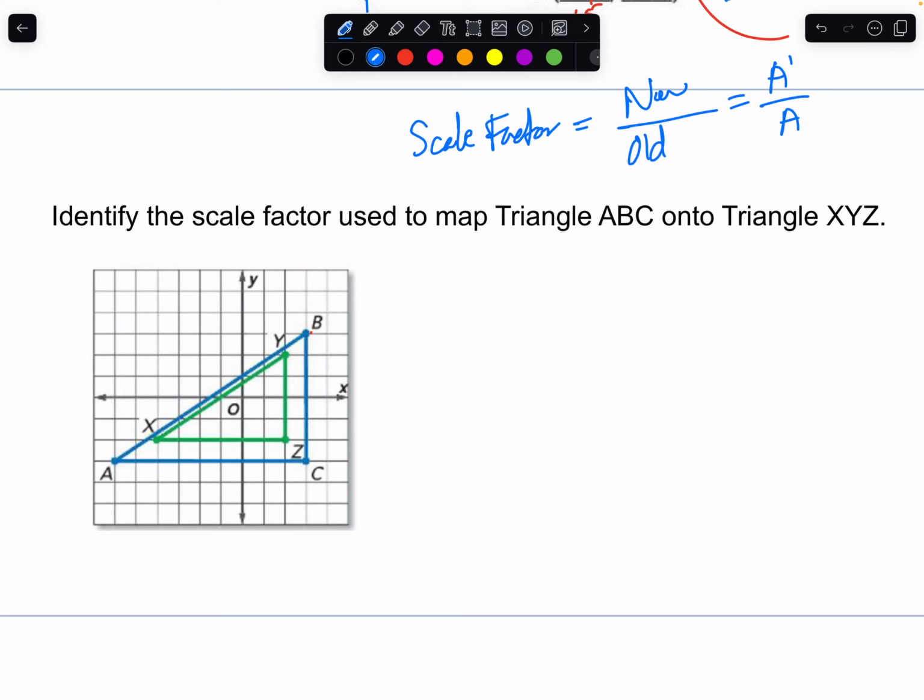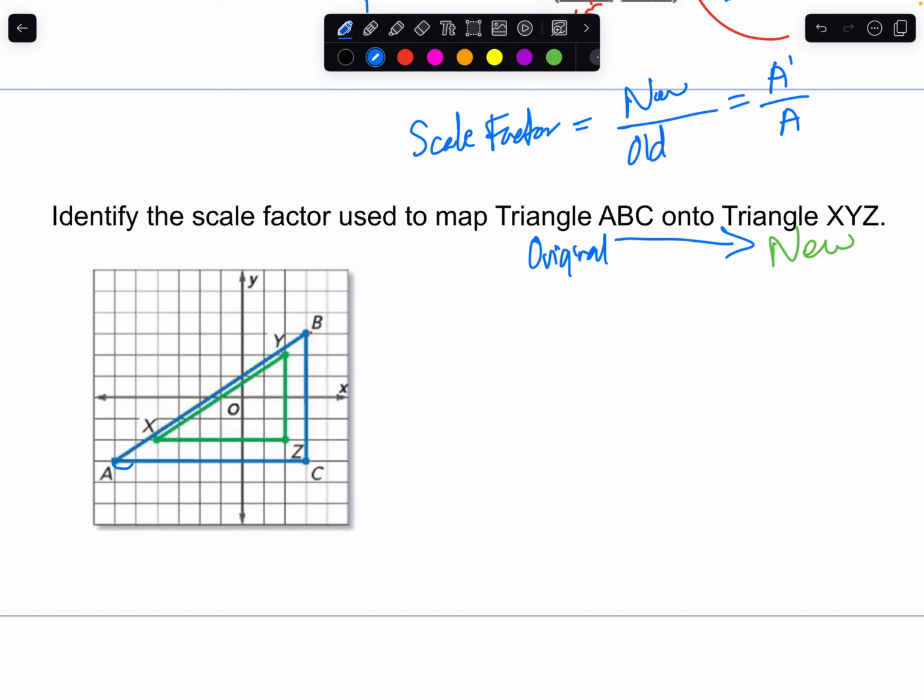So, as you can see here, triangle ABC is mapping onto XYZ. So, the original one is the blue picture, and XYZ, the new one, is the green one. So we're going from blue to green, which means I'm looking for a value that's going to be less than 1, since it's going to be a reduction. So pick a side. One way to do this is choose a side that we're looking at.